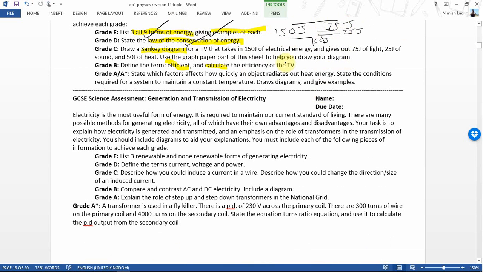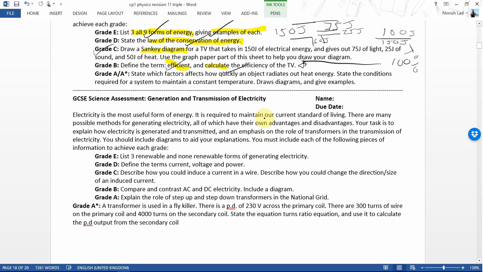The efficiency: remember it's going to be 75 or 25, so it's 100 divided by 150 joules, times 100%. I need to calculate what that value is. So that's that one there. We define the term efficient. You can calculate the efficiency of the TV, so that's that one over there.